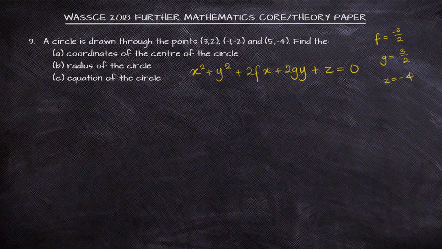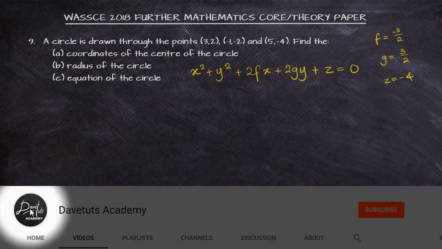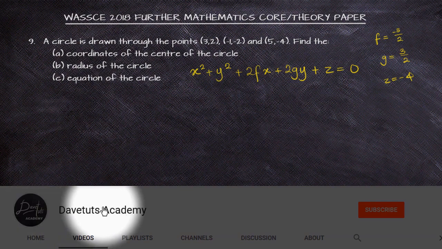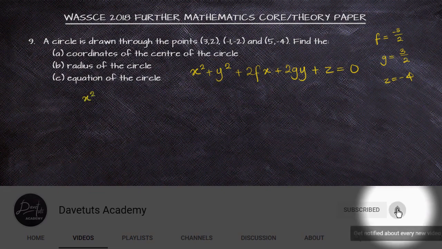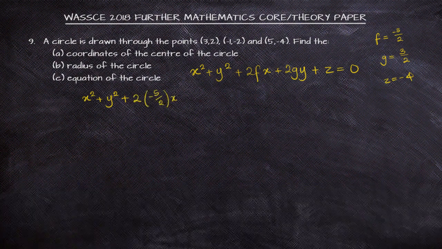Okay, so if I'm to plug in these values into this general format of the equation of the circle, let me go ahead and do that. So I have x squared plus y squared plus 2, my f is minus 5 over 2 multiplied by x plus 2, my g is 3 over 2 of y, plus z is minus 4, that's equal to 0. Now, because of the standard form that we are also looking for, we can go ahead to do the operation of completing the square on this particular expression.